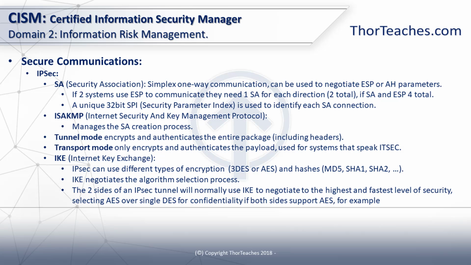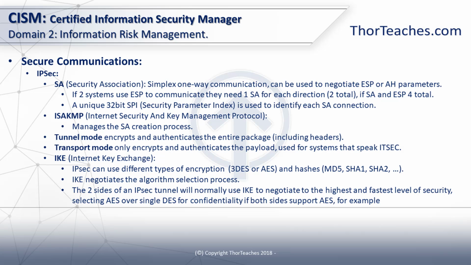If the two systems that use IPsec use ESP, there is one security association in each direction, so it needs 2. If it also uses AH parameters, it needs 4. And we use a unique 32-bit SPI, a security parameter index, as an identifier for each of the SA connections. ISAKMP, or Internet Security Association and Key Management Protocol, is used to manage the SA creation process. And we can use IPsec in either transport or tunnel mode.